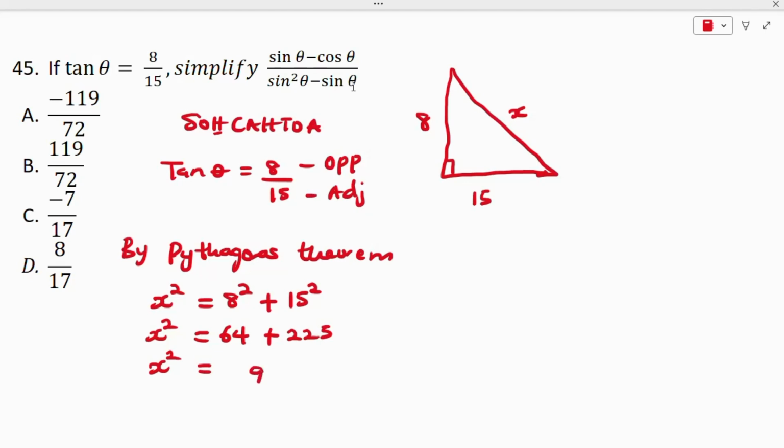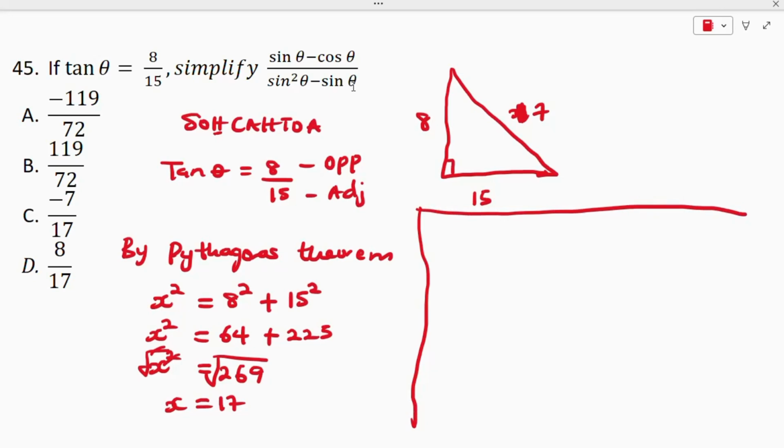5 plus 4 is 9, 4 plus 2 is 6, and we have 2 left. So taking the square root of both sides, the square cancels out. So we have that x is equal to 17. So we have been able to solve for the hypotenuse.